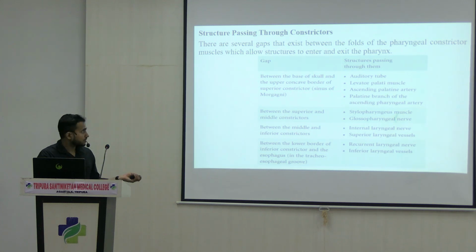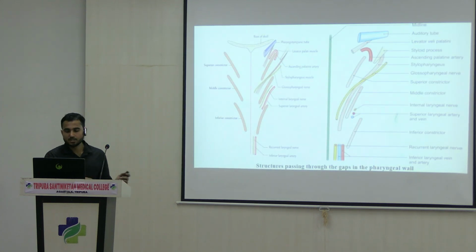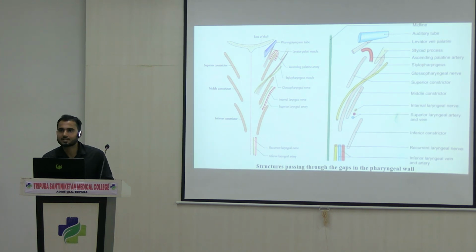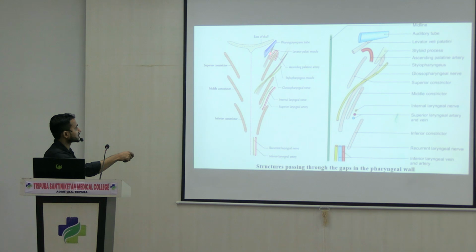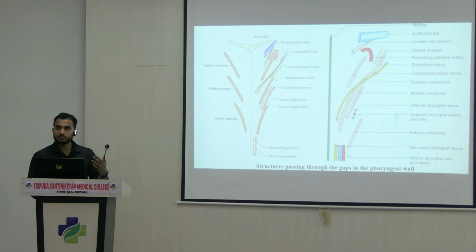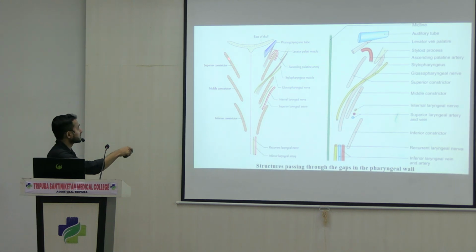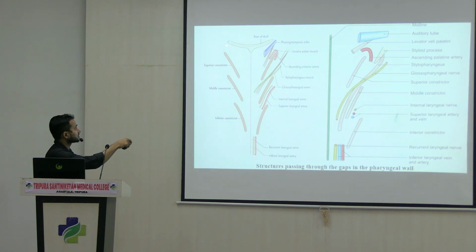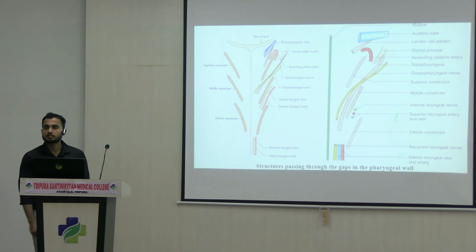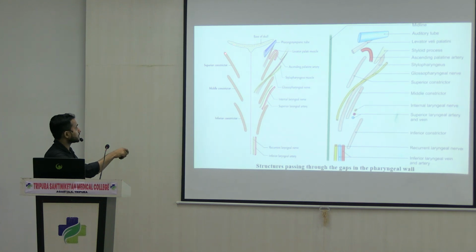Okay, let me show you the diagram. Yeah, so here you can see two diagrams are there. In both the diagrams, similar things are shown, but in this diagram you can see that these are the structures which are going in between the constrictors, or you can say in between the spaces of the constrictor muscle, and here you can see the space. So see, this is the first space, also called the space of Morgagni, between the base of the skull and the superior constrictor.